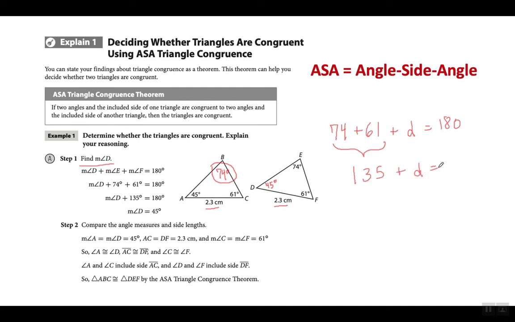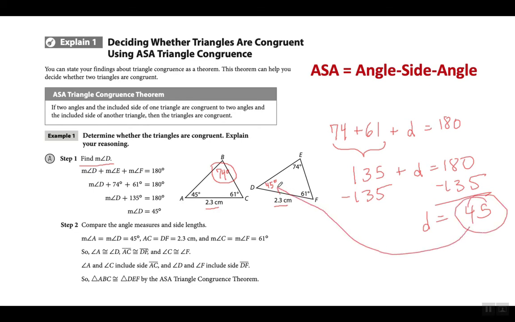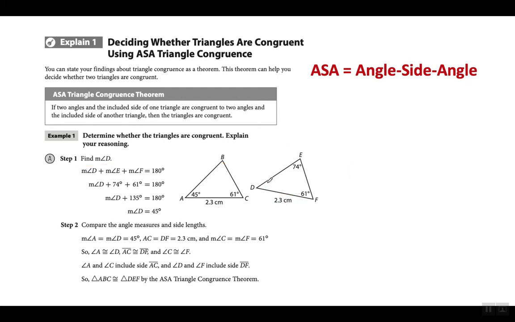All right, so when I subtract 135 and 135, I'm going to get 45 degrees. So that's this angle right here. It's 45.